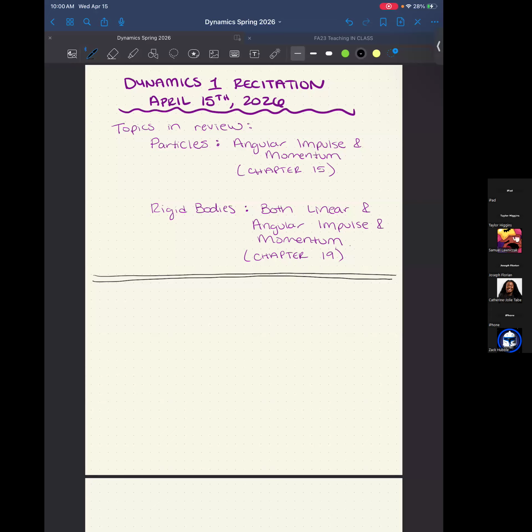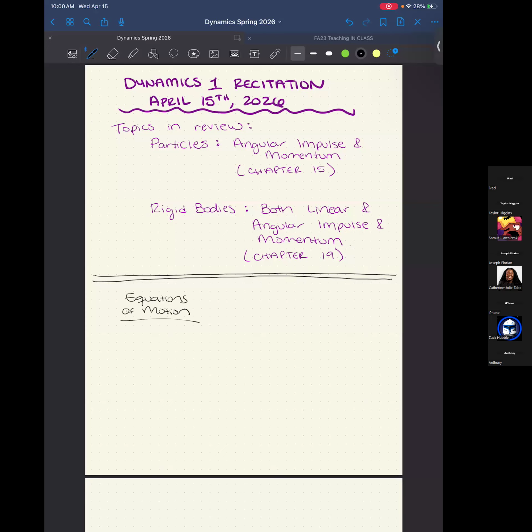I have said a couple of times that there's this beautiful parallel between what I call the equations of motion. These are really Newton and Euler's laws: sum of forces equals mass times acceleration, and sum of moments equals I_G alpha. And they're basically almost perfect counterparts in the impulse momentum equations.